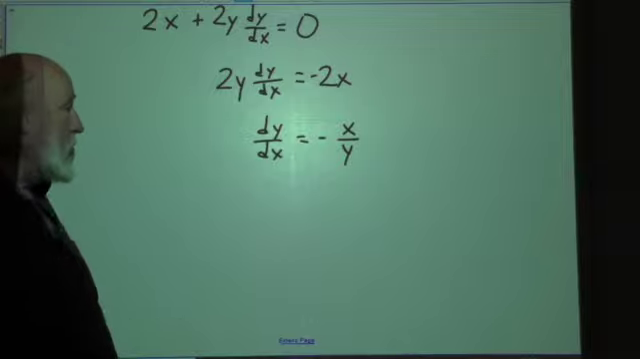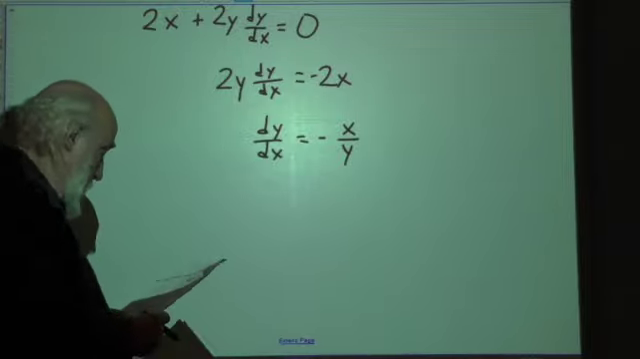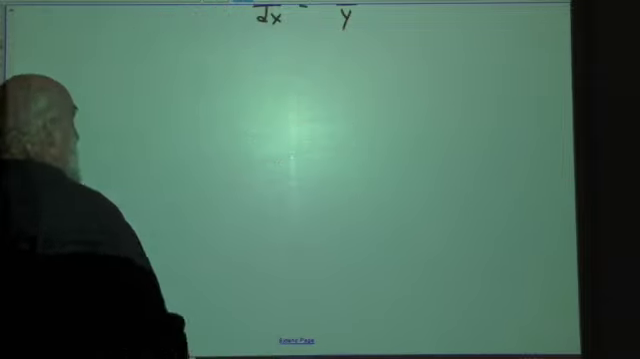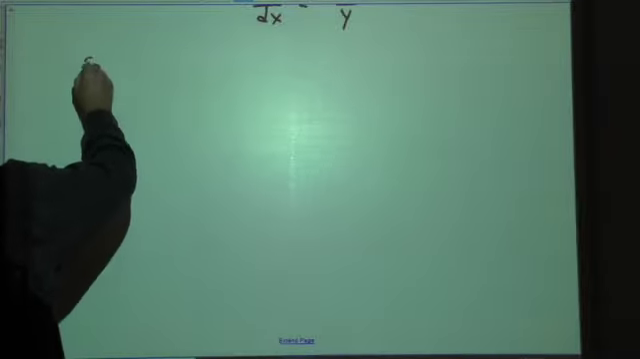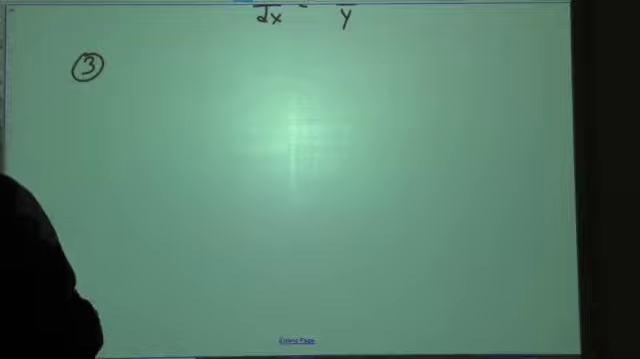And there's our answer. So that is our slope, dy/dx equals y prime. Number 3 is the same kind of problem, except now we have a fractional exponent, so I thought I would do this one to get you comfortable with this process.